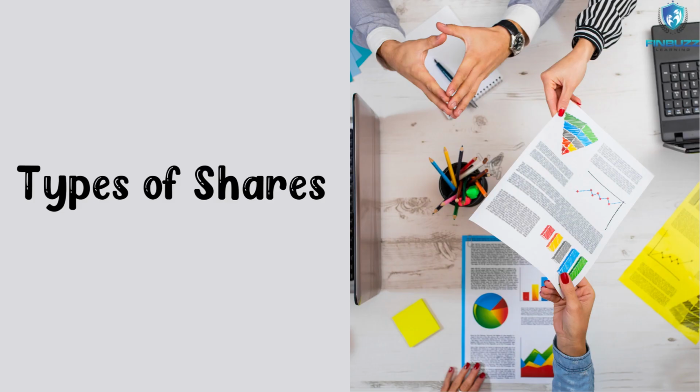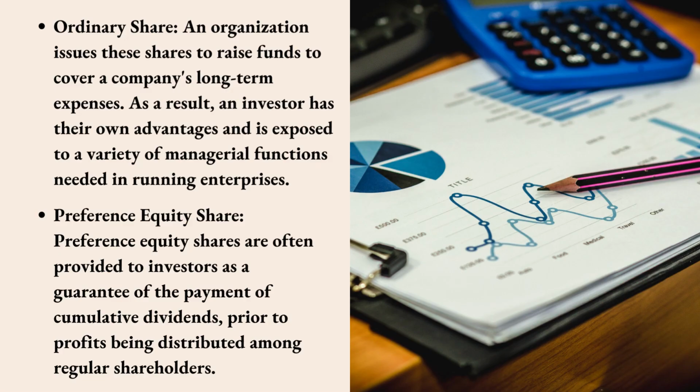Now, coming to the next topic, the types of equity shares. The first type of equity share is ordinary shares. These shares are issued by an organization to raise money to pay for long-term costs incurred by a business. An investor receives ownership benefits as a result of them and is exposed to numerous management areas that are involved in running businesses. An individual possessing a large number of these types of equity shares has substantial voting rights.